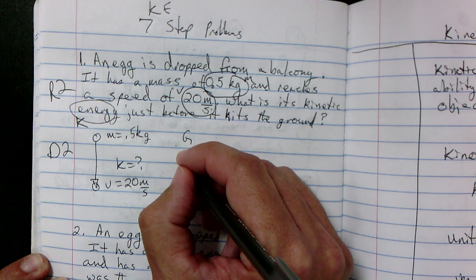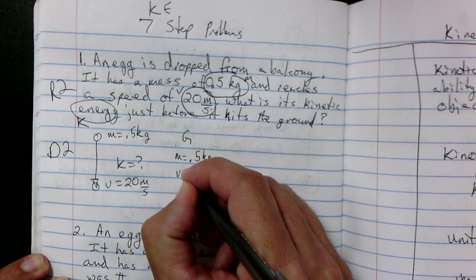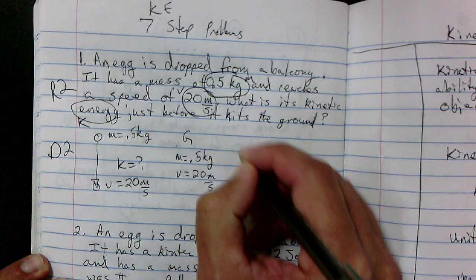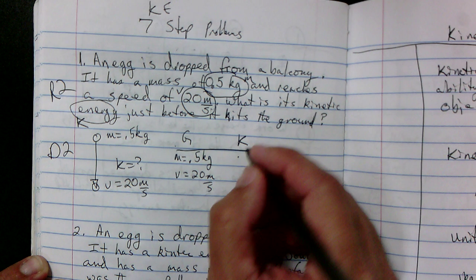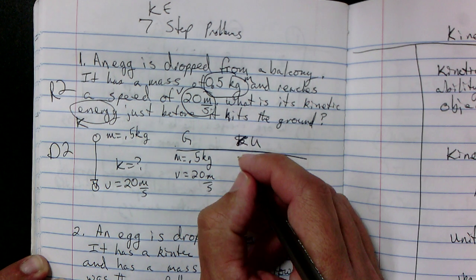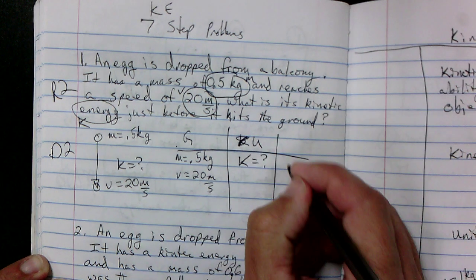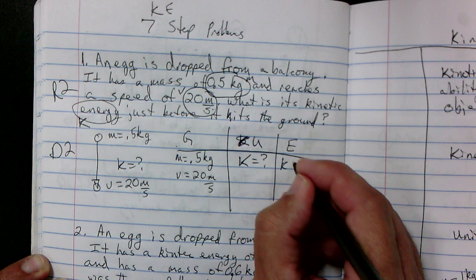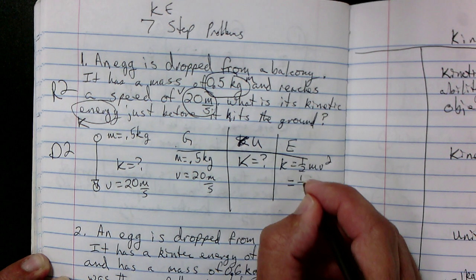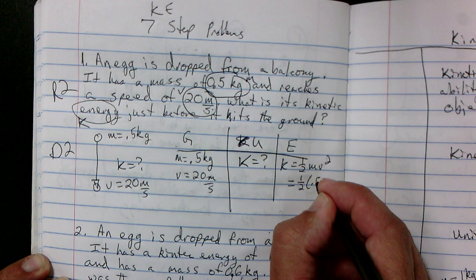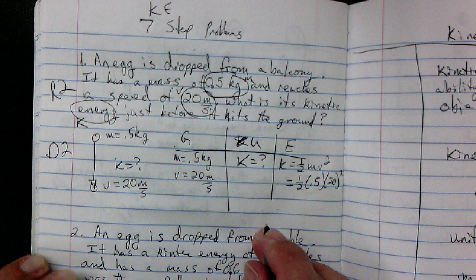So given mass equals 0.5 kilograms. Velocity equals 20 meters per second. The unknown is K equals question mark. What's the equation? K equals 1/2 mv squared. Plug in our numbers. 1/2 times 0.5, v squared is 20 squared.